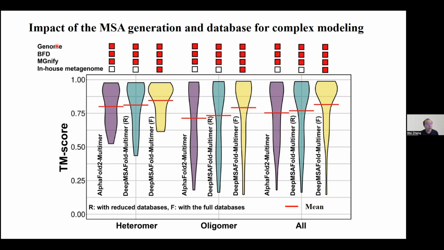For example, give them the genome and the BFD metagenome and Magnify metagenome. DeepMSA fold still can generate slightly better models. Furthermore, if we give the DeepMSA fold our in-house metagenome database, the model quality is significantly improved. Thus, we believe both the large-scale in-house metagenome database and the MSA generating, ranking, and pairing system are the key factors to the success of our method.